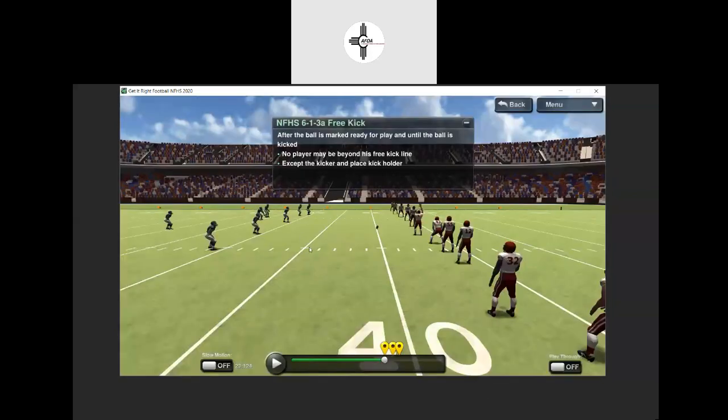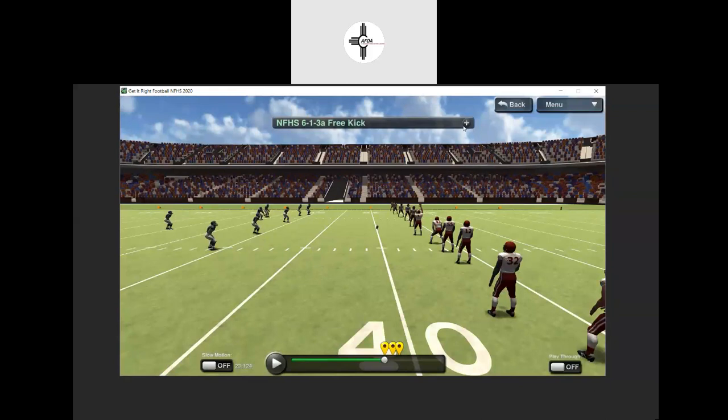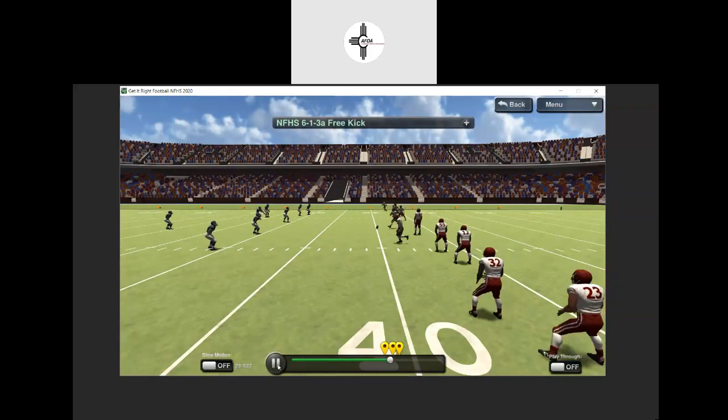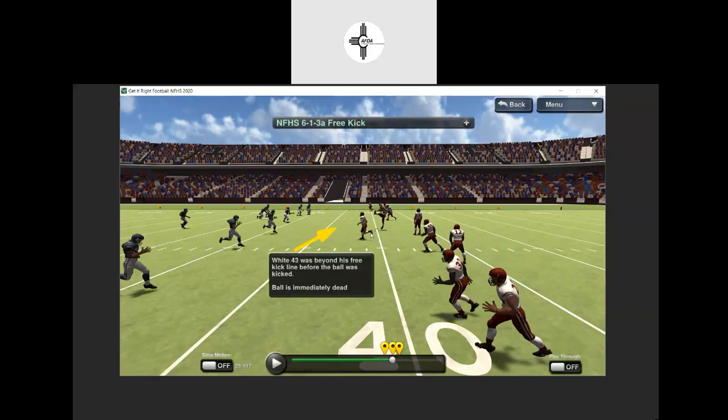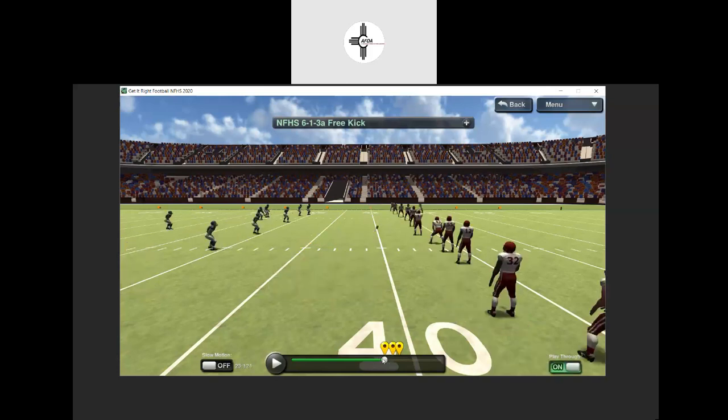And let's look at encroachment here. Simple enough. If you have a player who is beyond that free kick line before the ball is kicked, that's encroachment. And again, we want to kill that. But I want to talk a little bit here about philosophy as well. Let me see if I can cheat this forward here a little bit.